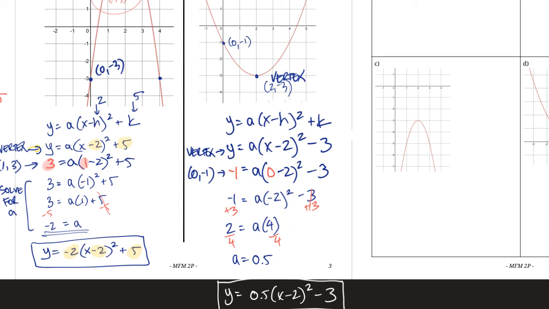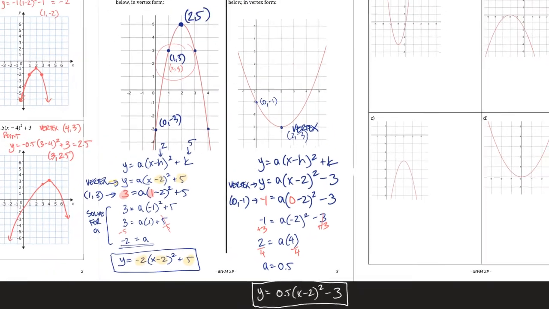So notice how the difference between this one and this one is that at the end here I had to divide because it was a times 4. To get rid of that 4, I needed to divide both sides by 4. But then I got it. So the a value here was 0.5. And it makes sense because remember, when the a value is less than 1, when it's a decimal, the parabola looks wider. And that's sort of what this looks like in this case.